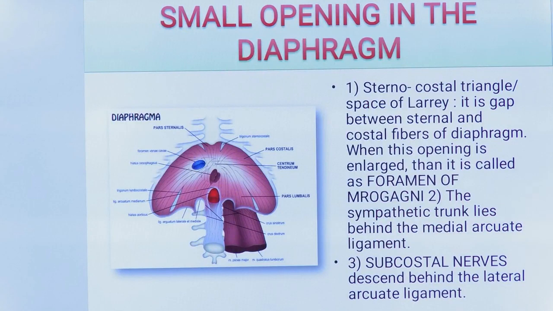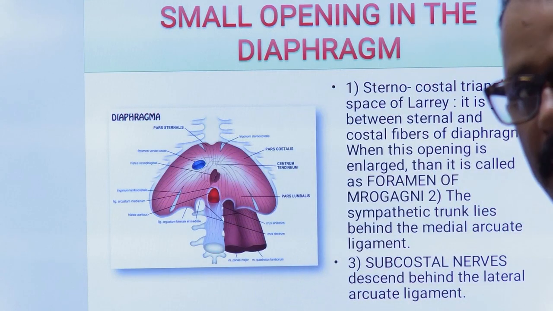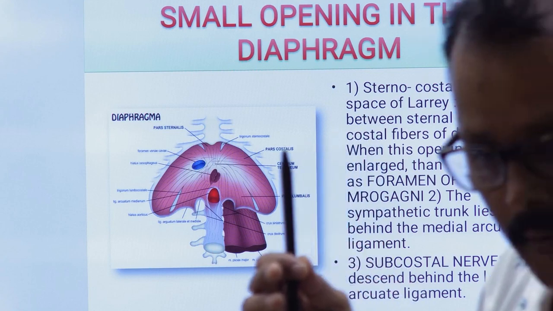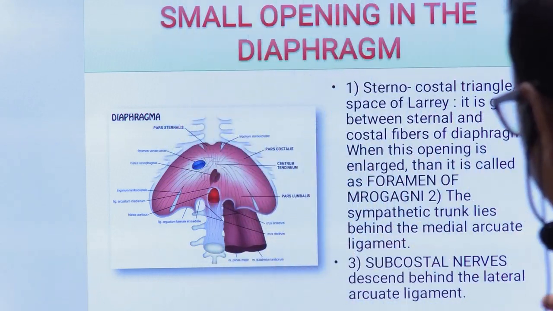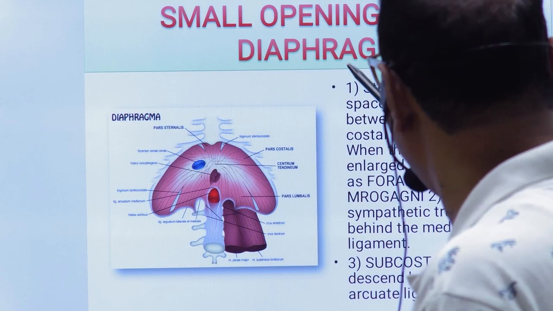Now we have a few smaller openings in the diaphragm. We have seen the three major ones, the aortic, the esophageal, and the vena cava opening. None of them were situated in the muscular part of the diaphragm. Now we have the few smaller openings.